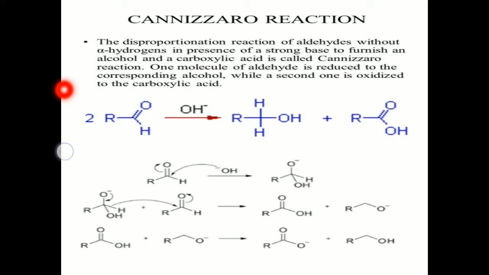So if the same compound undergoes both oxidation and reduction, this process is called a disproportionation reaction. This is an example of a disproportionation reaction. If you check its mechanism, you can clearly understand what is happening.